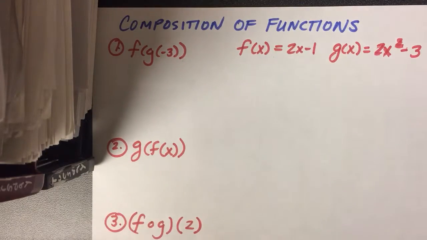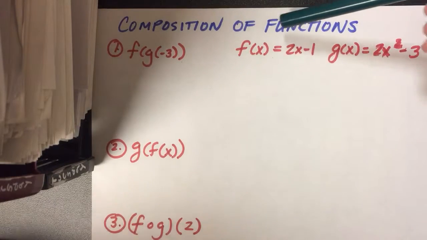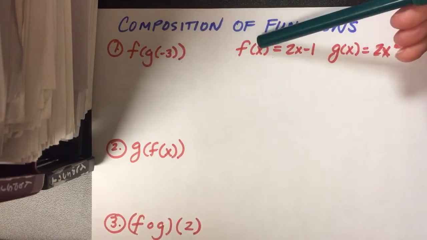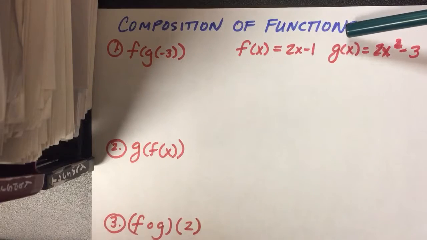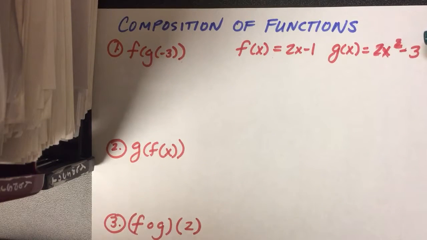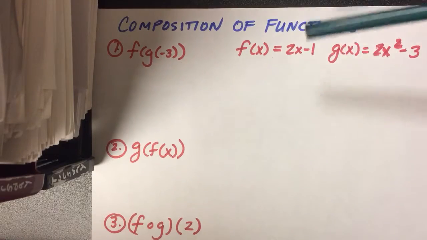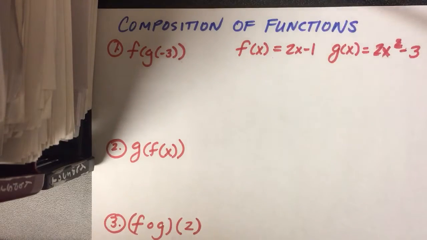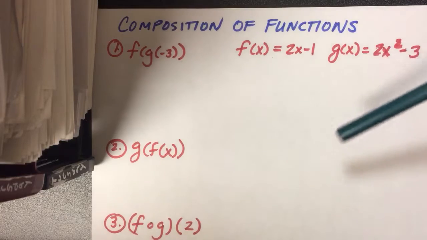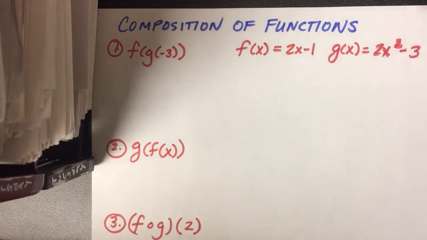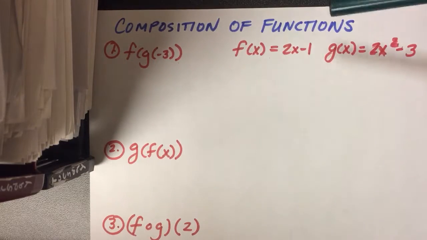So what I've given is a simple example here where we've got two functions. We have f of x equals 2x minus 1, and we have g of x equals 2x squared minus 3. A function, remember, is a set of values where you have a set of inputs which creates a set of outputs, and they all follow the same behavior or the same pattern. And that's why we call it a function.